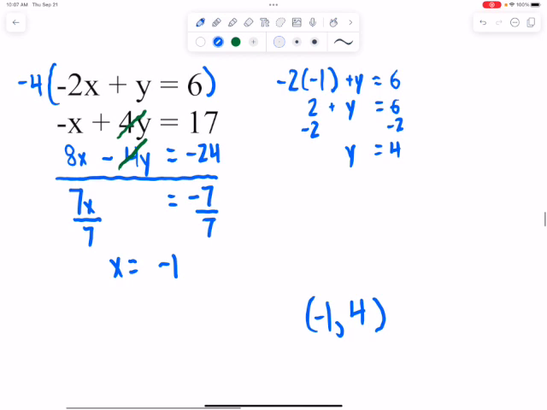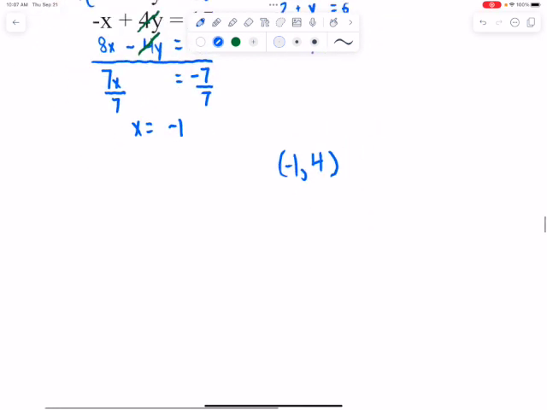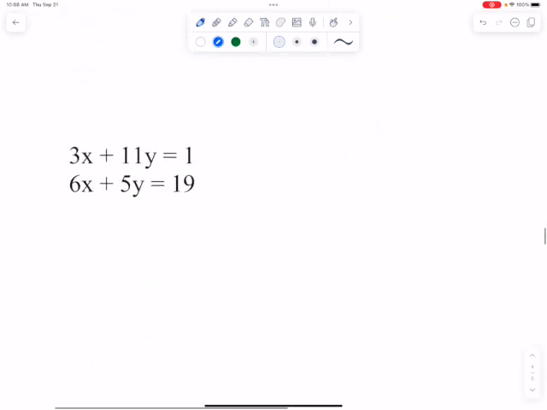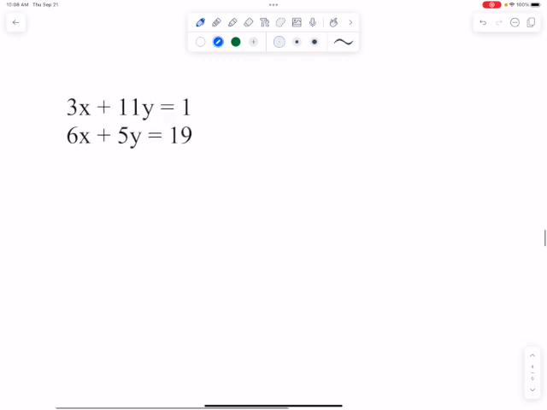If you would like to try the next problem on your own, pause the video now and resume when you're ready to see the solution.